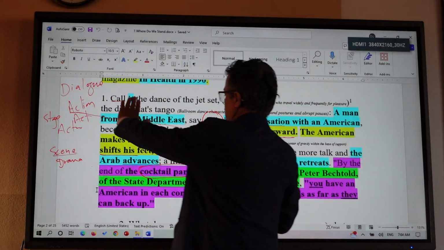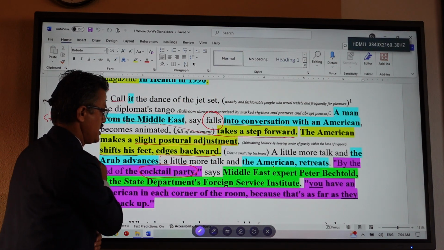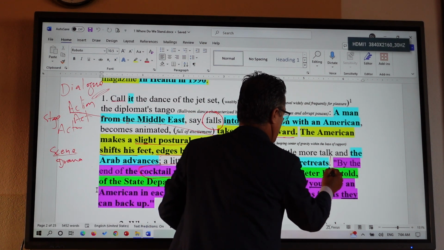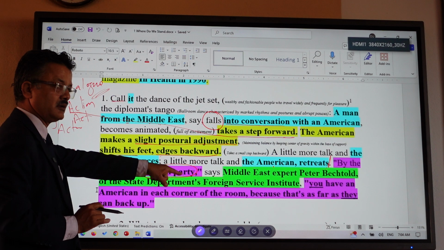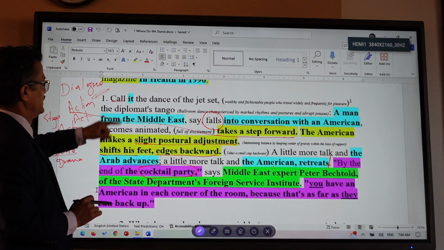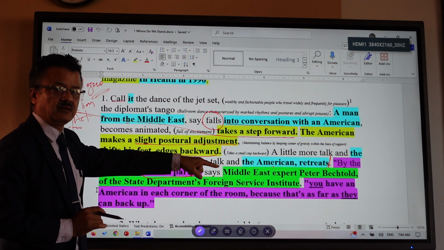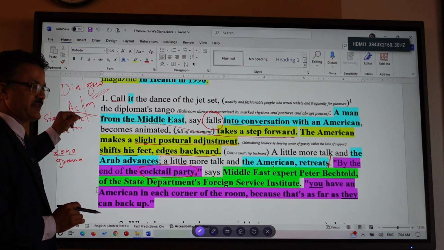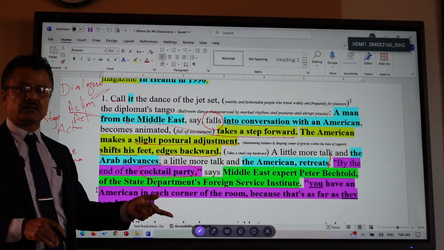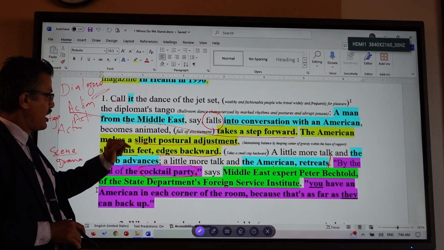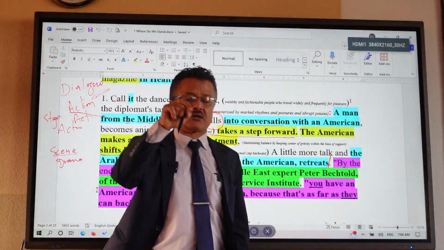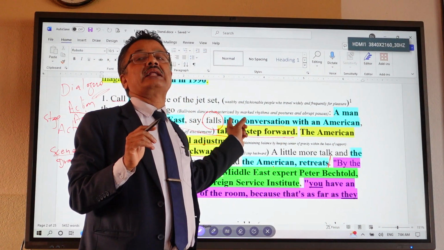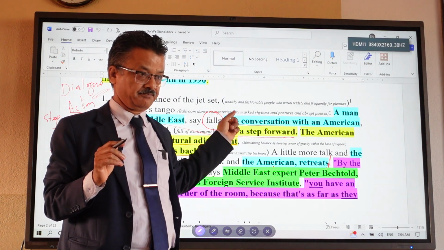Now, from here to here, we have the drama. The stage, cocktail party, characters, the Middle East man and the American, action or activity, walking forward, walking backward, dialogue. Now you have here, in academic writing, an example of academic writing.